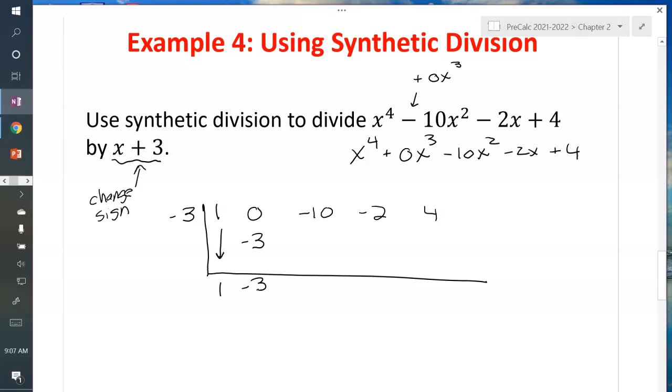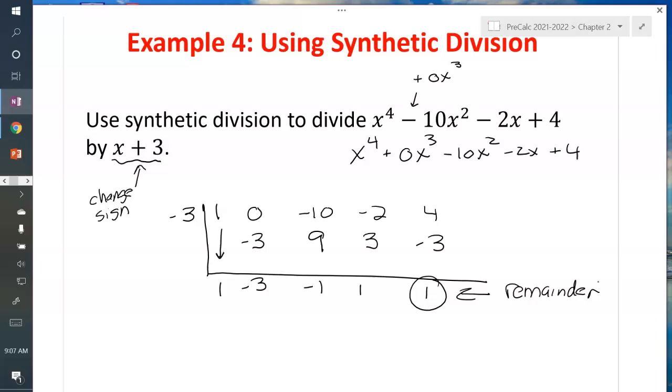Repeat, multiply. Negative 3 times negative 3 is a 9. Add. Negative 1. Multiply. Negative 1 times negative 3 is a 3. Add that, I get a positive 1. 1 times negative 3 is negative 3, and then add that, and I get a 1. That 1 is a remainder. If x plus 3 had been a factor and divided evenly through, my remainder would have been 0.